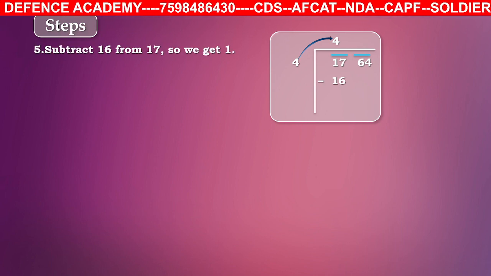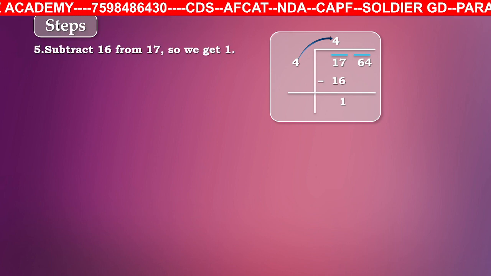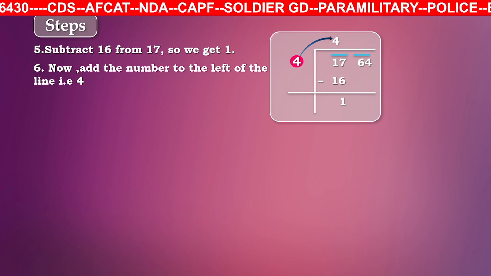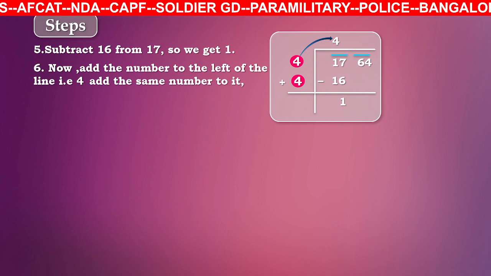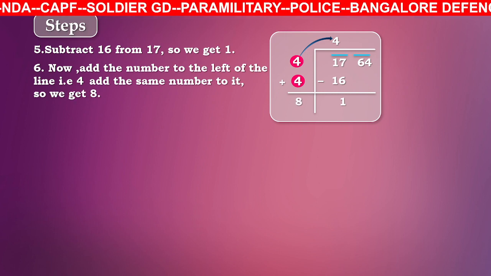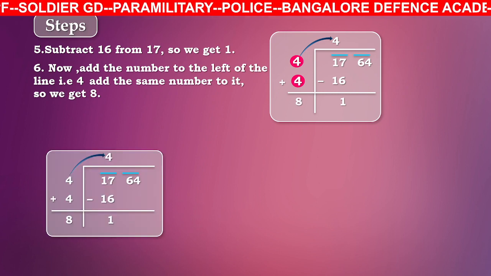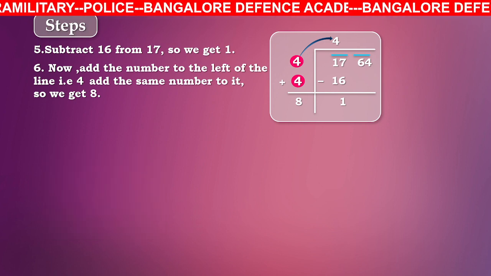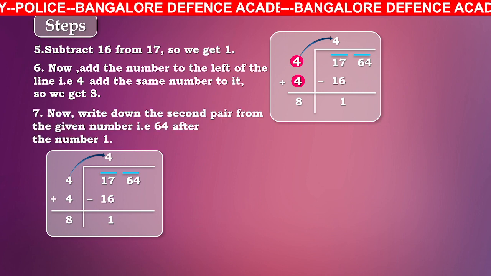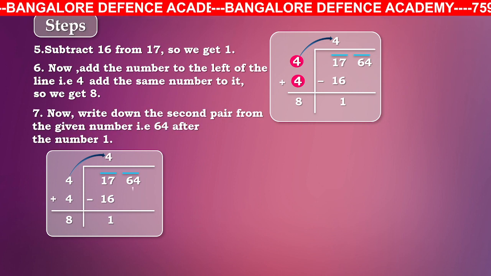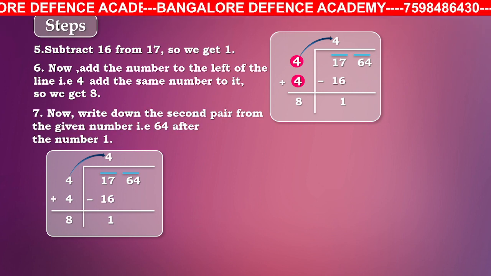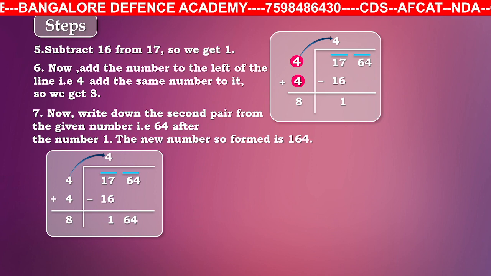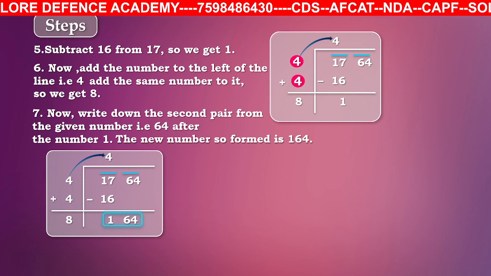Okay, the question looks like this now. So now what happens? 17 minus 16 gives you 1. And on top you have written 4, right? That you have to add. Okay, this 4 and this 4 you have to add. So 4 plus 4 gives me 8. Now on the right side you can see you have 64 as another set. So you are going to take the set 64 down immediately. Okay, so look at this, I am pointing with an arrow. So you take 64 down and now the number becomes 164.